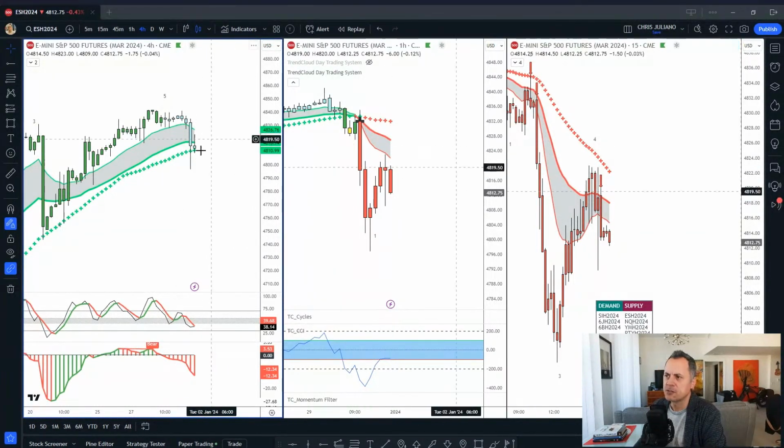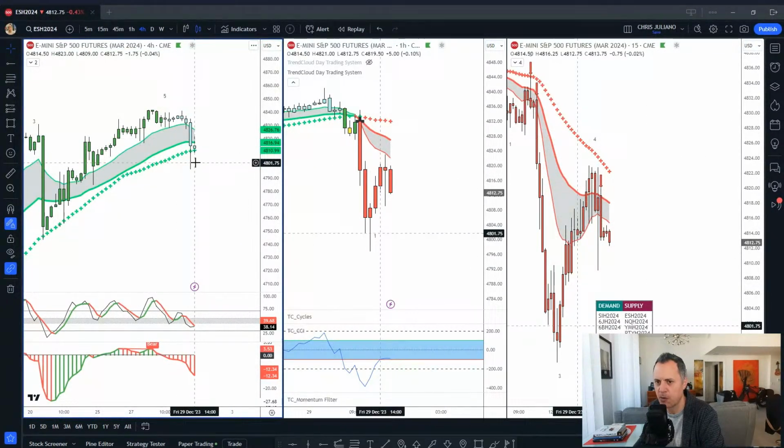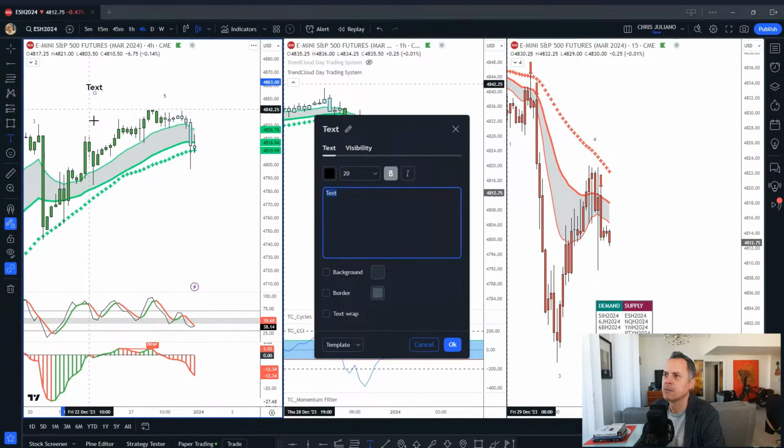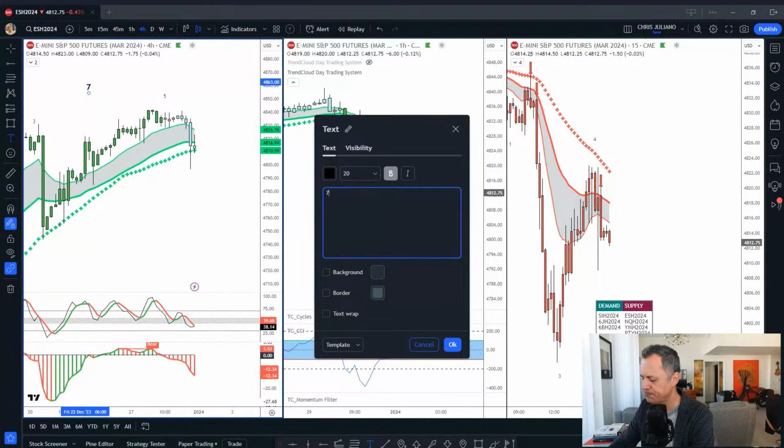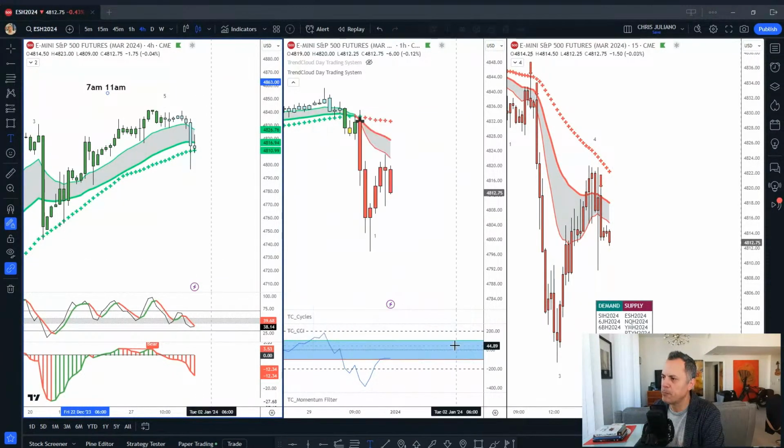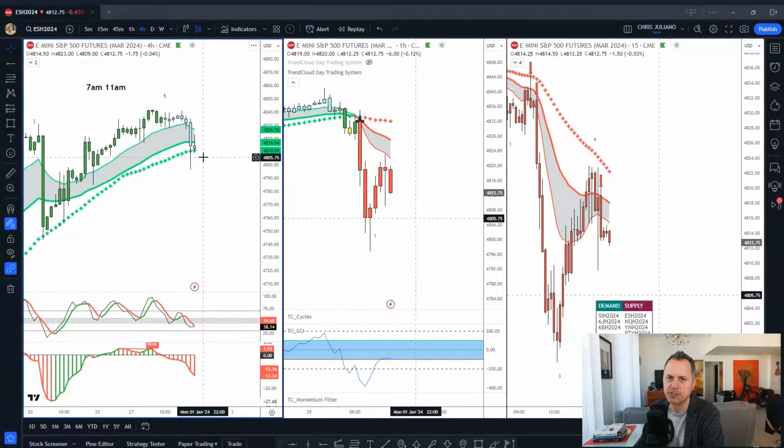So let's go over the trade plan here. The trade plan, from what I've back tested and seen in the futures market, from 7 a.m. to 11 a.m. is the best time to catch these big moves.